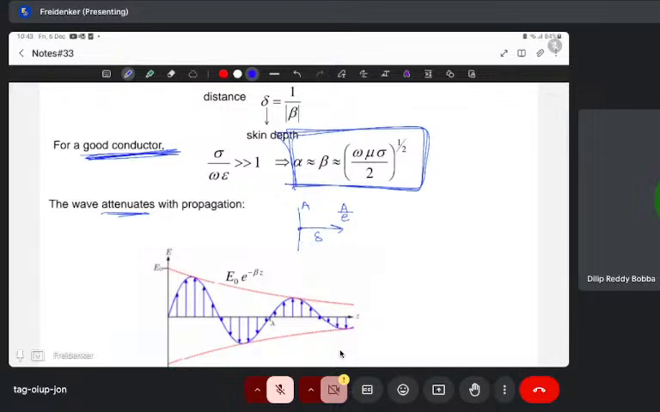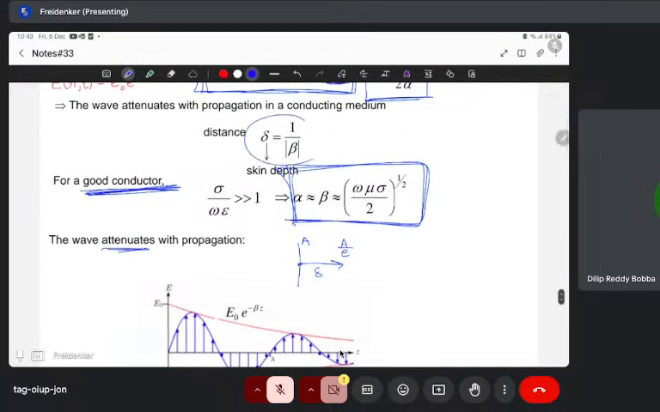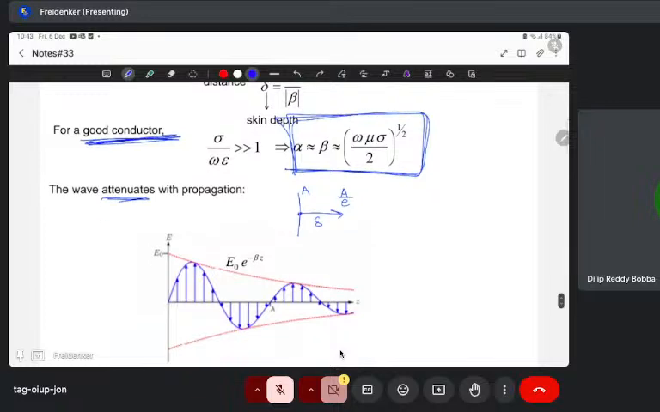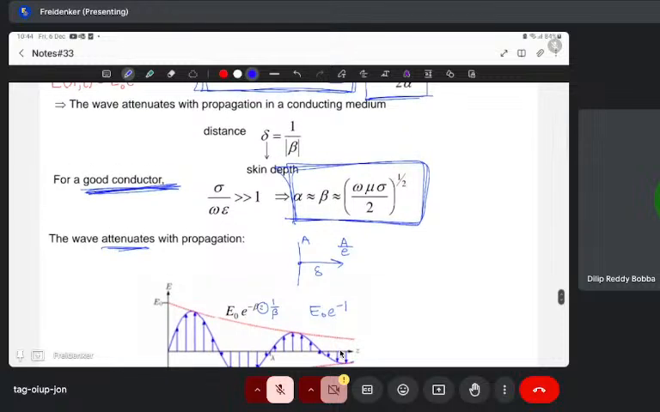So you get the point, right? If you substitute z as 1 by beta, you will get E naught e power minus 1. So your amplitude is multiplied with 1 by e. So it got reduced by a factor of e. That distance is skin depth. So skin depth is this much.